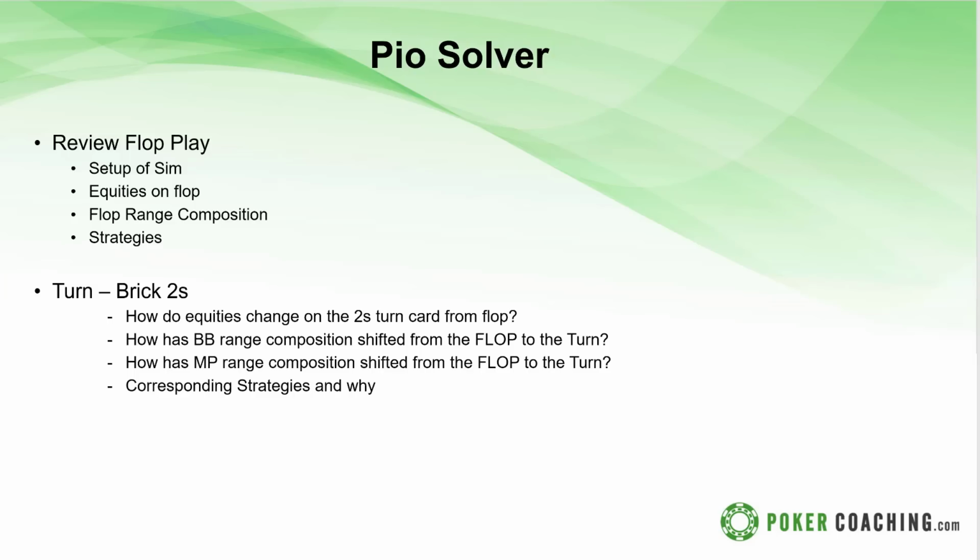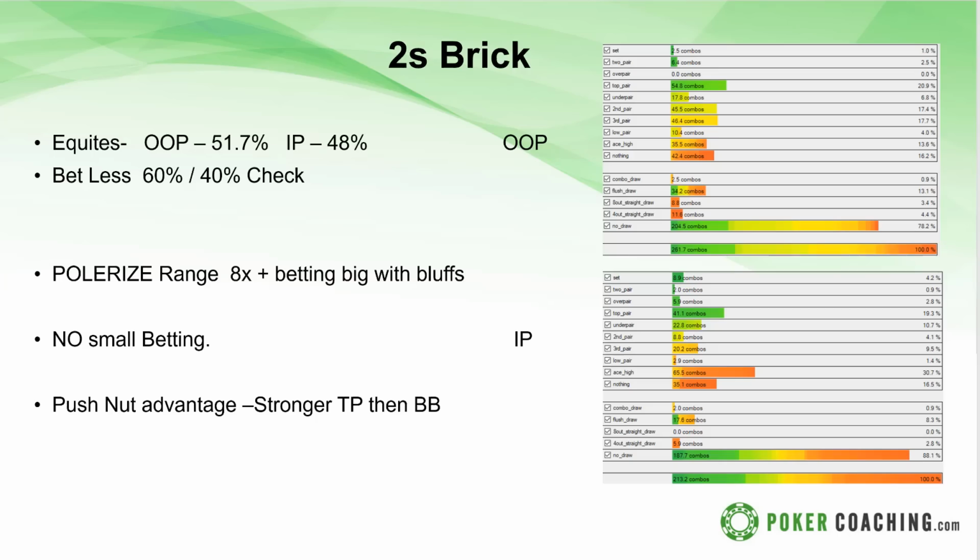So all he's left with are pairs and draws. In position has everything that he bet with on the flop. So in position still has queen jack, jack 10, etc. Now the out of position player on the deuce of spades has a 52% equity advantage. In position has 48%.